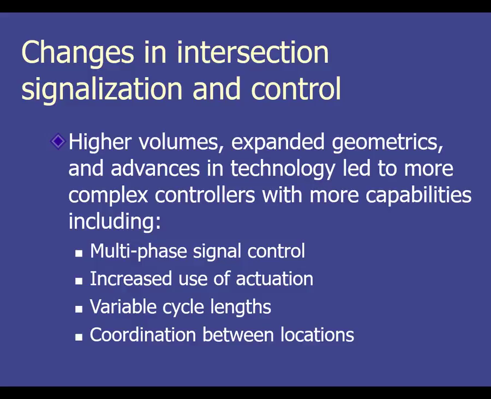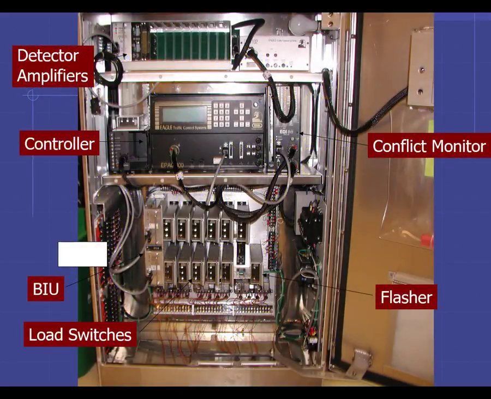So there have been great changes in intersection control of the signals. There are multi-phase controls. We have a lot of use of actuation. We have cycles that are not always the same. The lengths change. All of this controlled by these boxes at the corner that are very, very technological in nature, computer-driven, able to make variations depending upon the traffic.